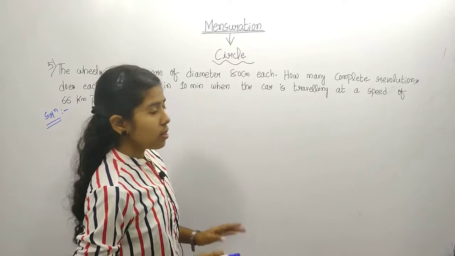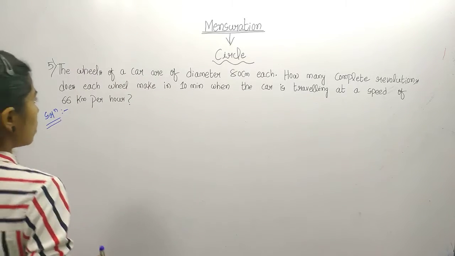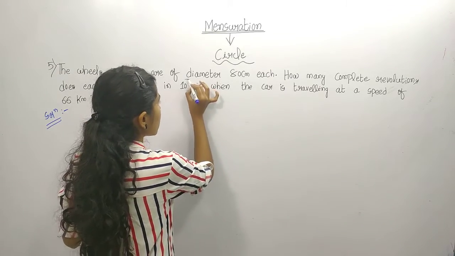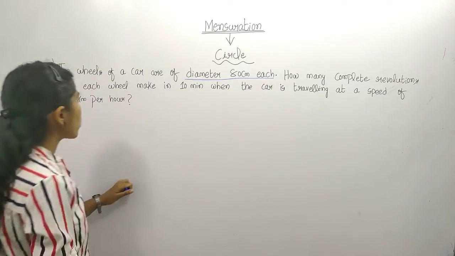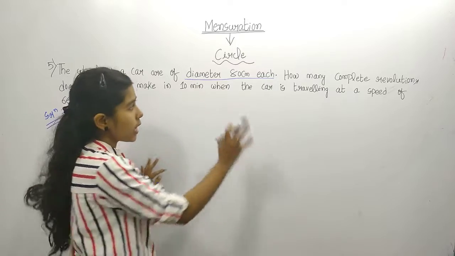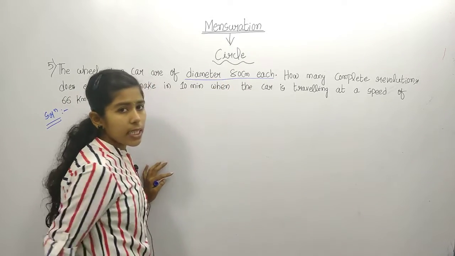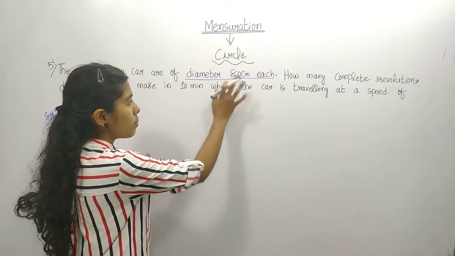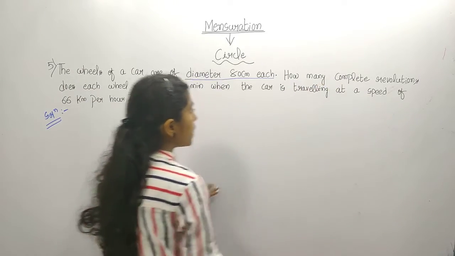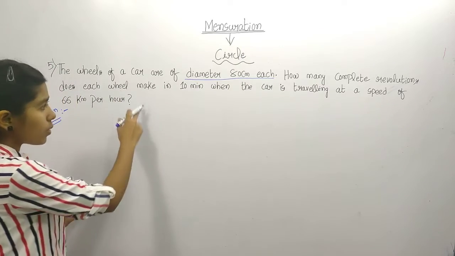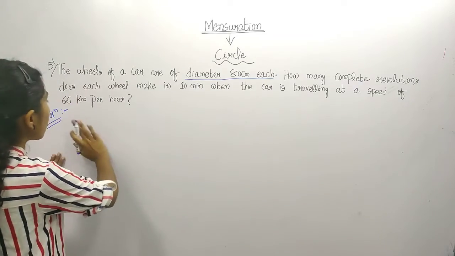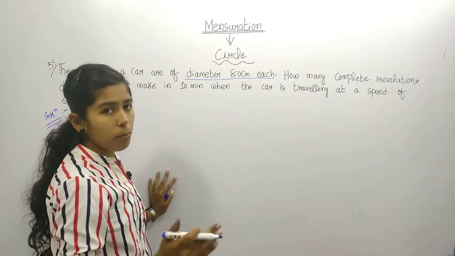So here you see, our next question is: the wheels of a car are of diameter 80 centimeter each. So a car is there. Each wheel is of diameter 80 centimeter. It asks how many complete revolutions does each wheel make in 10 minutes when the car is traveling at a speed of 66 km per hour.